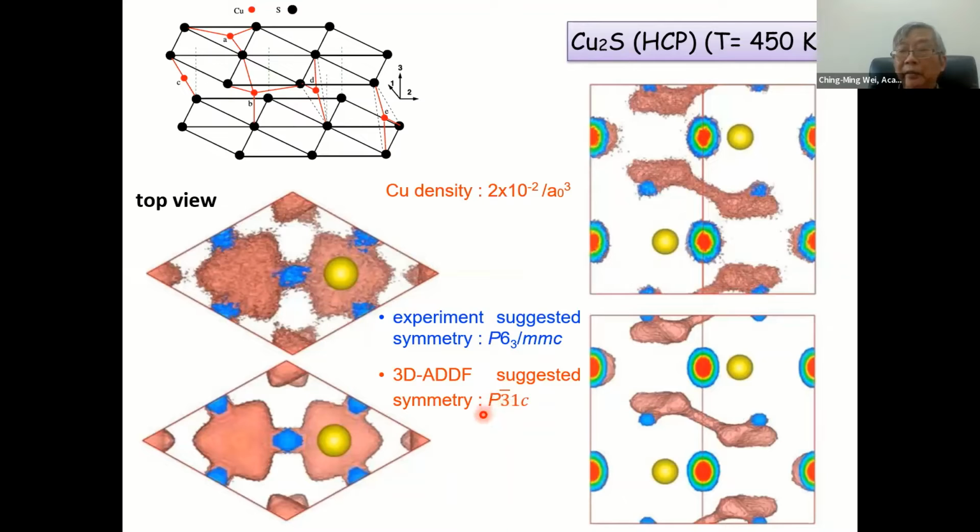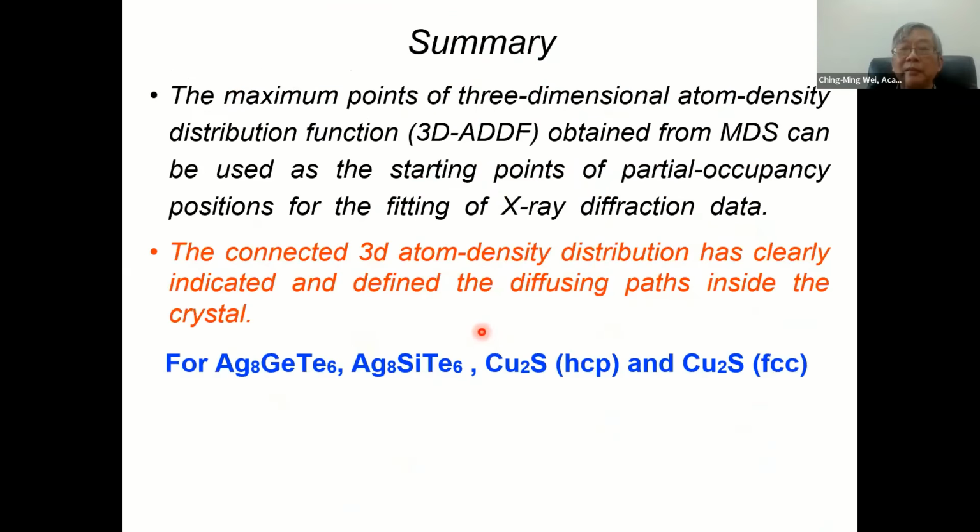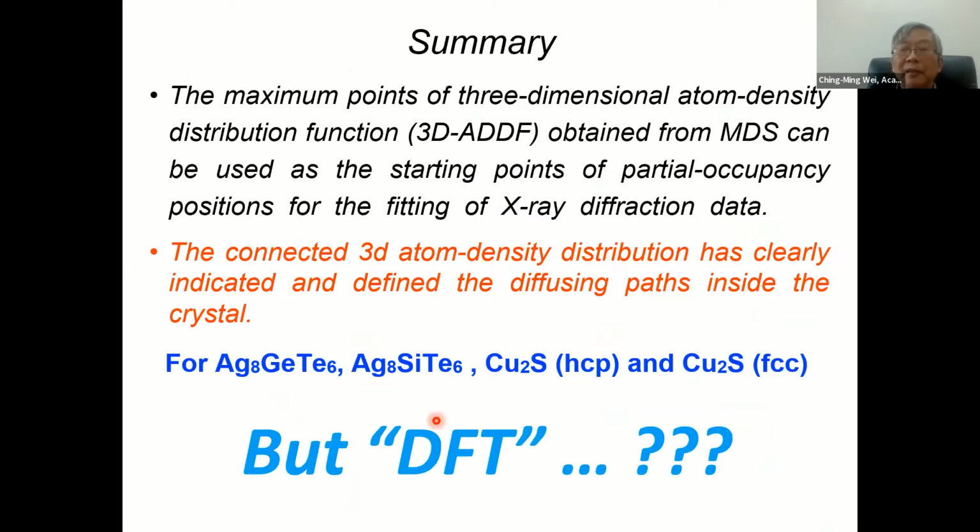So actually this MD simulation tells us the experimentally assigned symmetry is actually wrong, to indicate its powerfulness. Of course, all of this is based on first principles simulation by density functional theory.